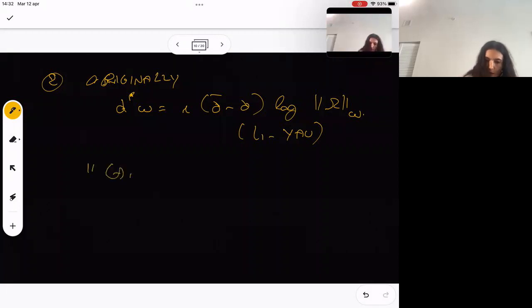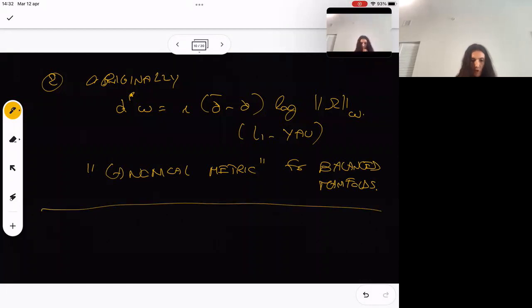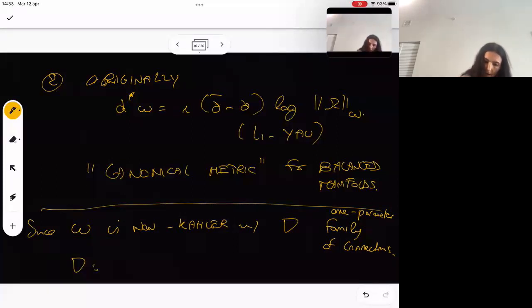So the idea, we want to find the canonical metric for, let's say, balanced manifolds. As I say, we have a choice. Since omega is non-Kähler, of course we have a choice of nabla, possible Hermitian connection nabla. In fact, we have a one parameter family of Hermitian connections that we can choose. And the construction that I will present now will be the case when nabla is the Chern connection.